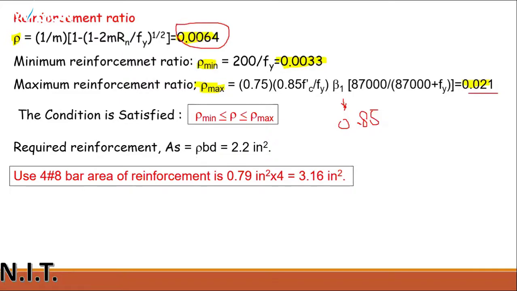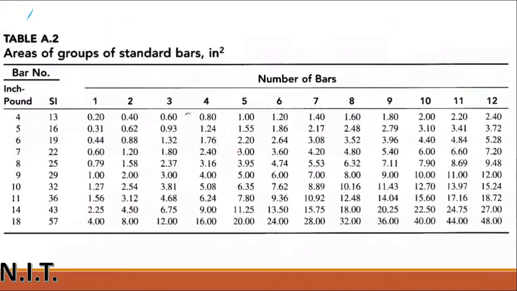Rho value is equal to 0.0064, b value is 16 inches and d value is 21.5 inches. Clear? So the answer will be 2.2 inch square. Now you need to select the reinforcing bar. How many reinforcing bars should be used?